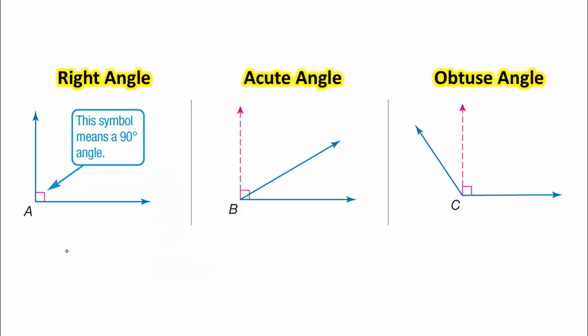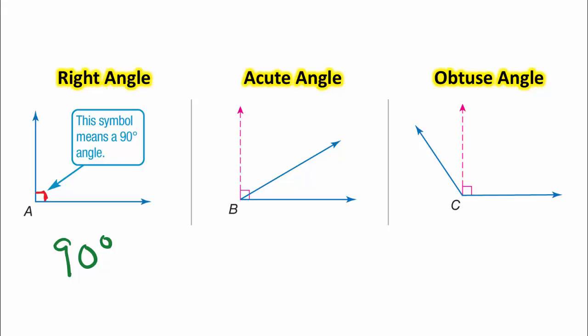You can classify an angle by its angle measure. The three classifications are right angle, acute angle, and obtuse angle. A right angle just means that the measure of that angle equals exactly 90 degrees. The notation for a right angle that you can see here in the corner is just a little box where the vertex is, and that just means that it equals 90 degrees.